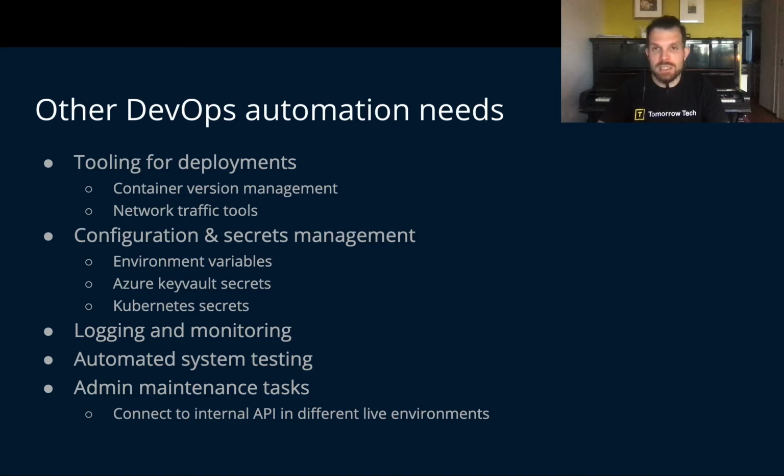The things that we need to be able to automate are things around the deployments, in addition to the Helm tooling. Like having version management on what container version goes where, and some network traffic tooling, helping out with what can connect where and how to block traffic and stuff like that.